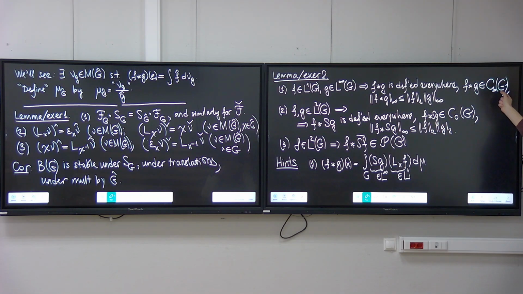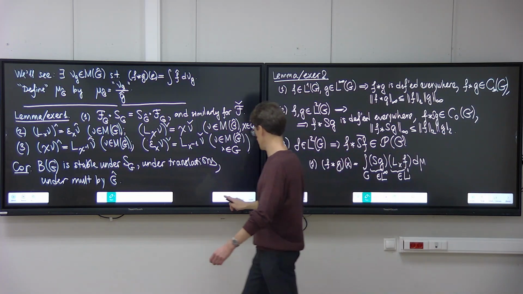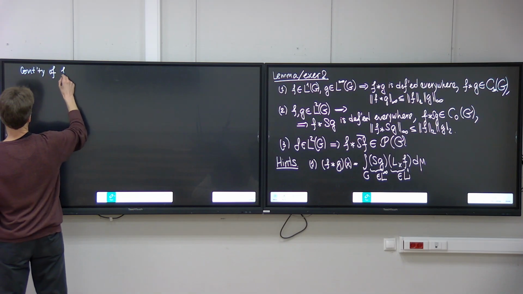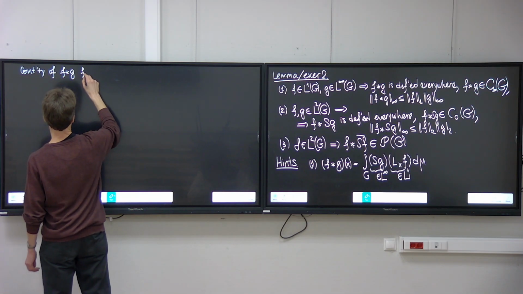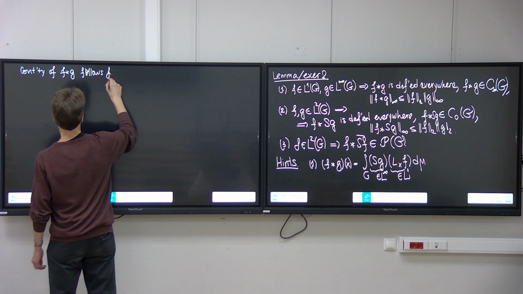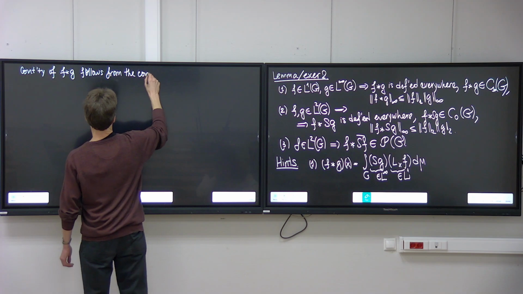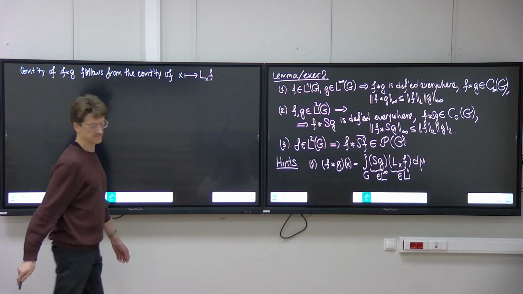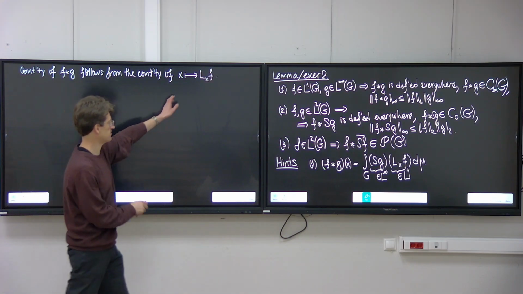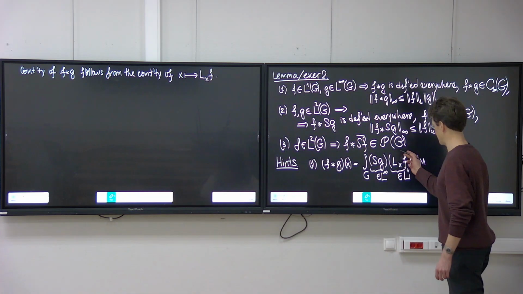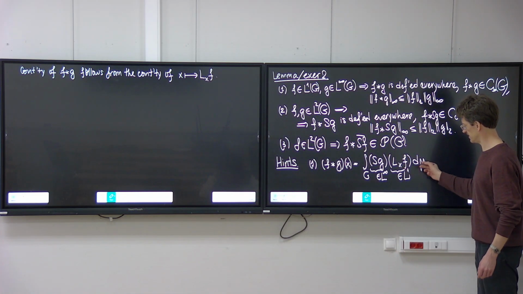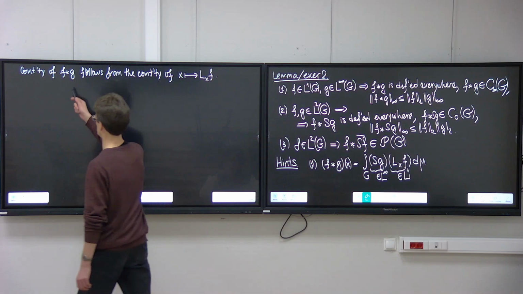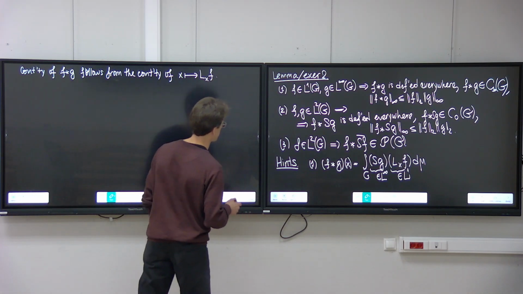So the final point, why is it continuous? We have to prove that it is continuous. The continuity of this function follows from the continuity of the map which takes x to the left translate of f. Some time ago, we proved that this map is continuous from G to L1 of G, and it already appears in this formula. So the continuity of this map readily implies the continuity of the convolution. So this is a hint to part 1.